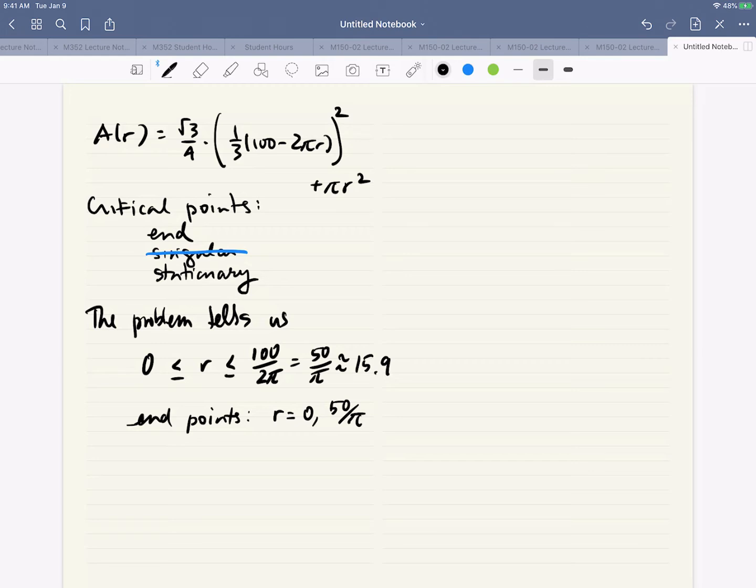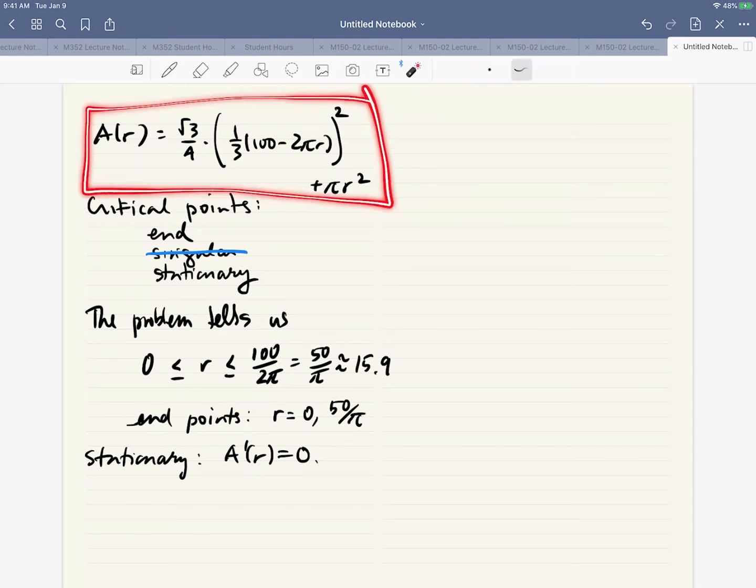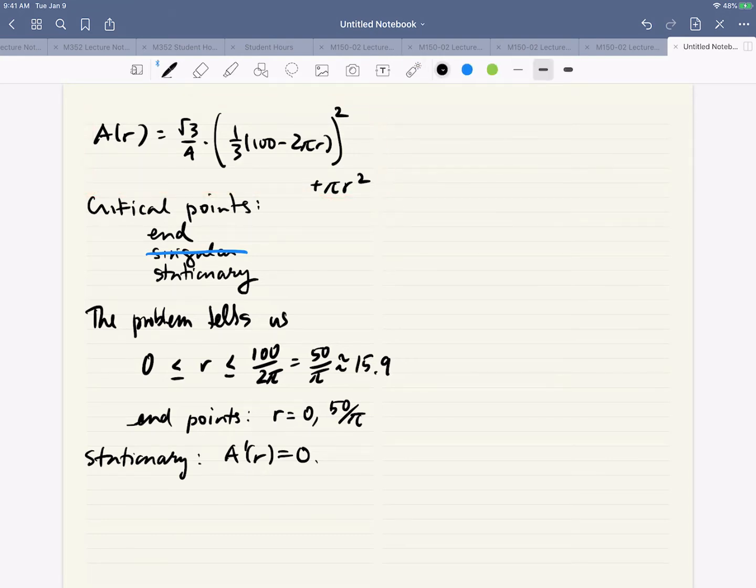So the other type of critical point we need to look for are the stationary points. So these are where the derivative is 0. So let's calculate the derivative, set it equal to 0, and solve. Our function is at the top of this half of the page, so it's pretty easy matter to start computing.